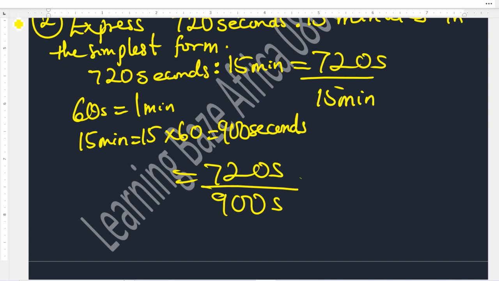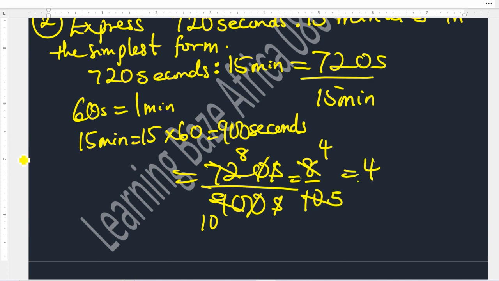All right? So you have converted it to the same unit. So you cancel the second. Second cancel second. 0 cancel 0. Then what can divide 90 and 72? 9 can divide. So 72 divided by 9, that's 8. 90 divided by 9, that is 10. We have 8 over 10. You can still divide 8 over 10. Okay, that's not the lowest term. 2 can divide. 2 in 8, that's 4. 2 in 10, that's 5. So that's equal to 4 over 5.